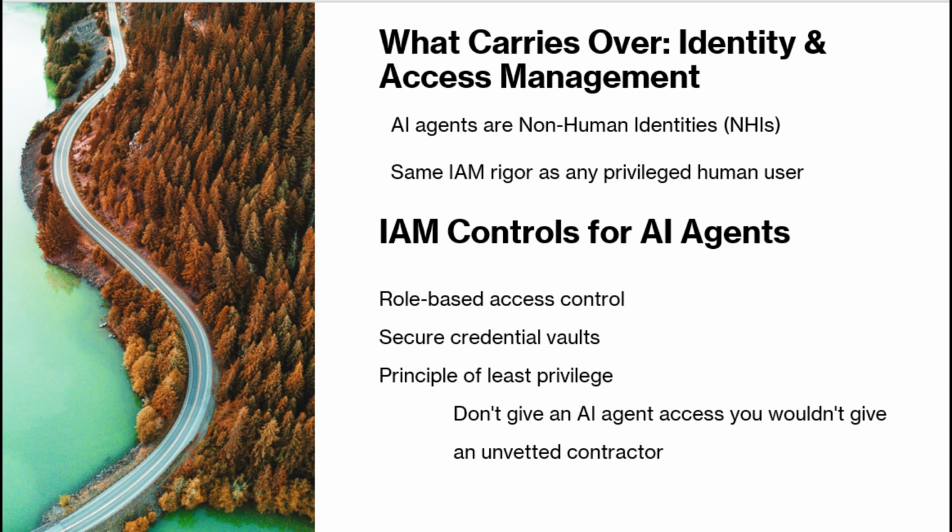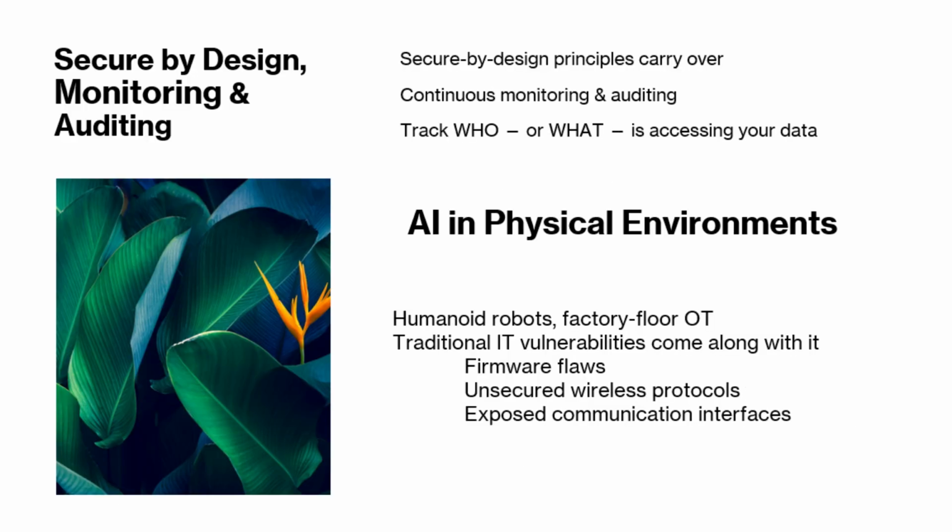And when AI is embedded in physical environments, humanoid robots, operational technology on a factory floor, traditional IT vulnerabilities come right along with it. Firmware flaws, unsecured wireless protocols, exposed communication interfaces. The same attack vectors that have plagued industrial systems for decades now target AI-powered physical systems.